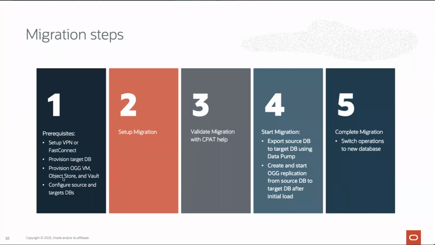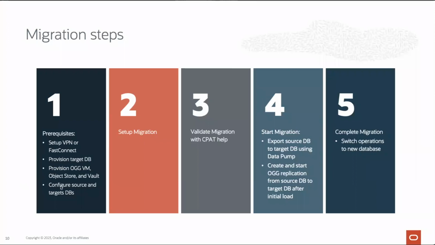And if we go with object storage as a storage for the extracted data, we need to create a bucket upfront. And we also need to create an OCI Vault because DMS stores all the passwords to connect to the source and target system in this OCI Vault. And if we want to go with an online migration and use GoldenGate, we also need to provision an Oracle GoldenGate VM. And I will show you in a few minutes how to do that.